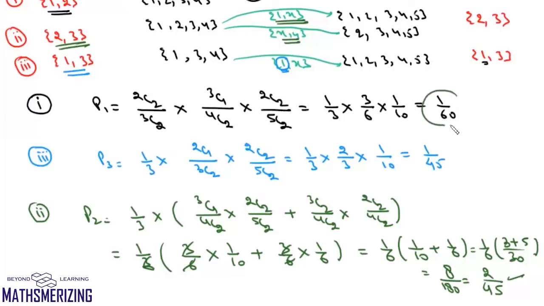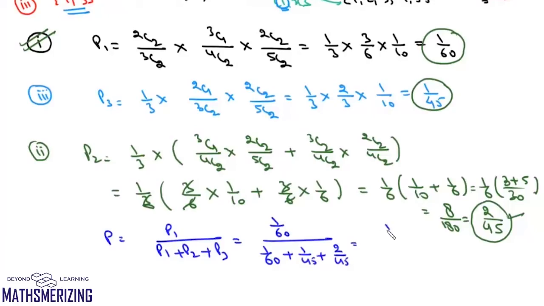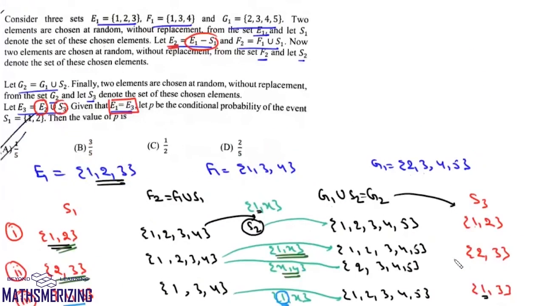So in the first case, we get this probability as 1 by 60. In the second case, it is 1 by 45. And the third case, it is 2 by 45. Now we need to find this conditional probability that if E1 equals E3, S1 is 1, 2. So this required probability P will be given by P1 upon P1 plus P2 plus P3. Now this is 1 by 60 upon 1 by 60 plus 1 by 45 plus 2 by 45. Now this is 3 by 45 and 3 by 45 is 1 by 15. Now this is 4 by 60. So this probability will be 1 by 5. So the value of this conditional probability is 1 by 5 and that's your option A.